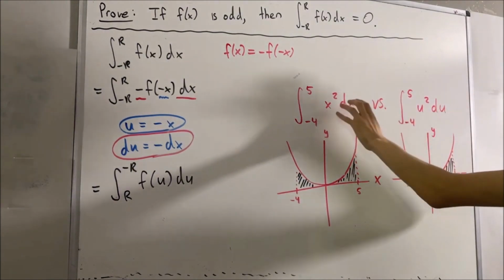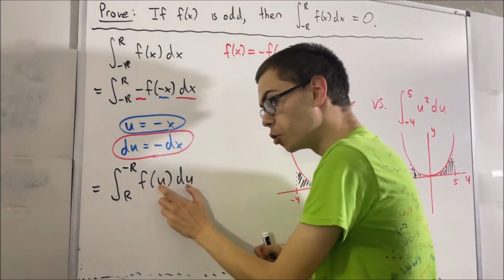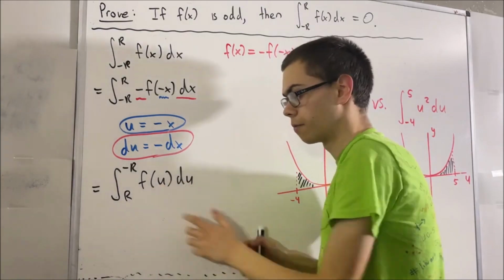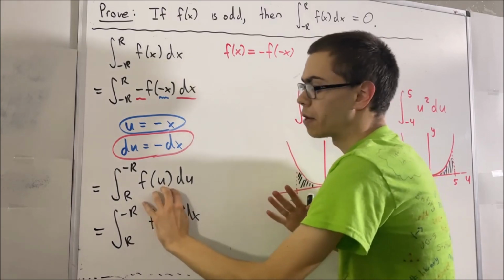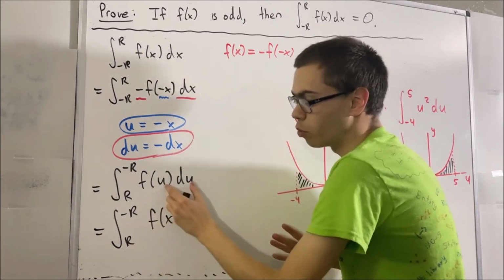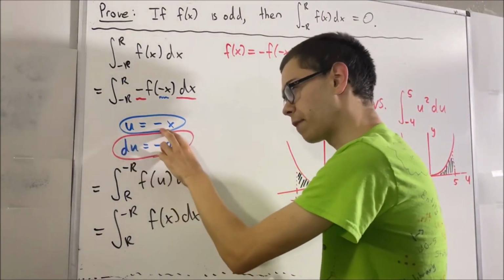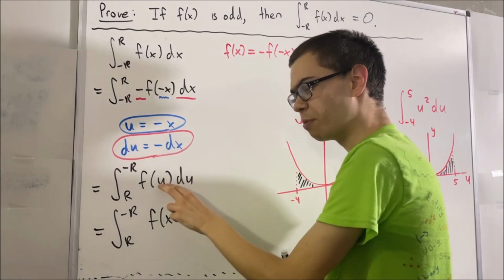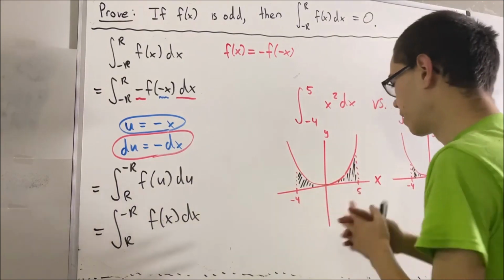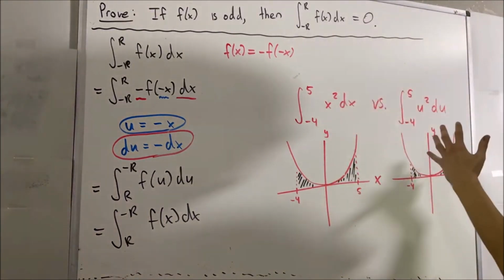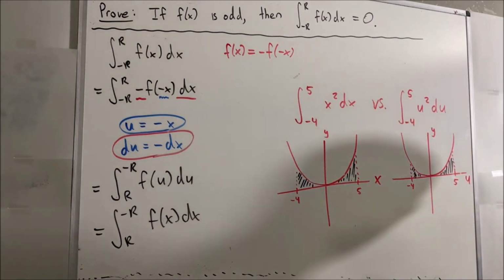And as a result, it doesn't matter what we call our variable, which means that we can change u back to x. Just like that, right? The numerical result of our definite integral will be the same no matter what we call our variable. I know it's a little weird because we said u equals negative x. So you might be thinking, well, shouldn't we be replacing u with negative x? But that's not really the idea. The idea is that definite integrals don't care what we call our variable. And so that's really the whole idea.